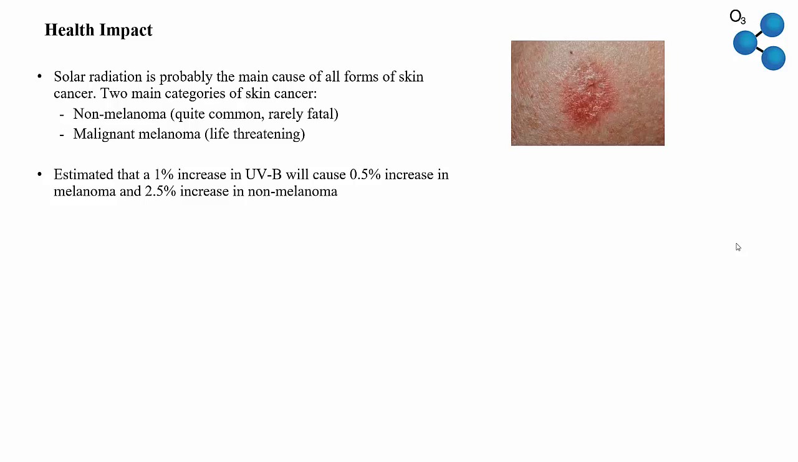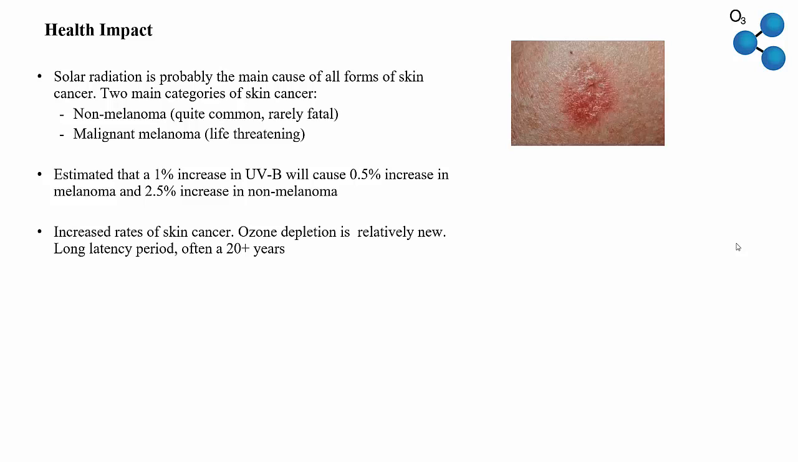Now, we haven't talked about this, but the UV spectrum can be broken up into segments, and UVB is the shorter wavelength part of the UV spectrum. It has more energy and does more damage than the UVA part of the UV spectrum.